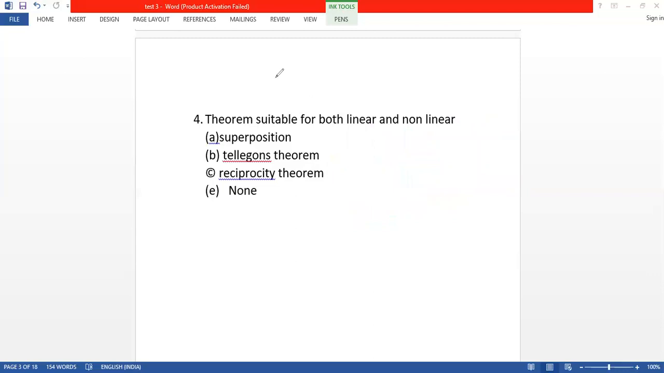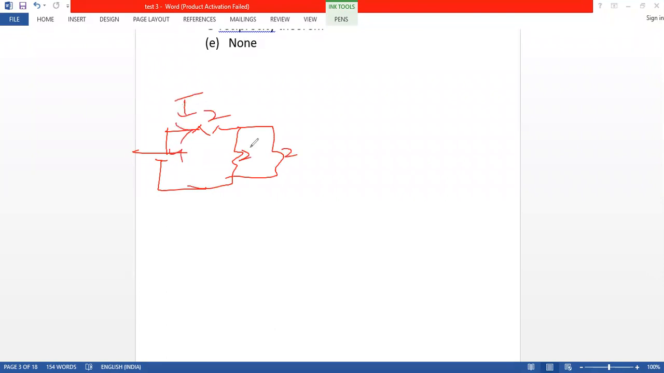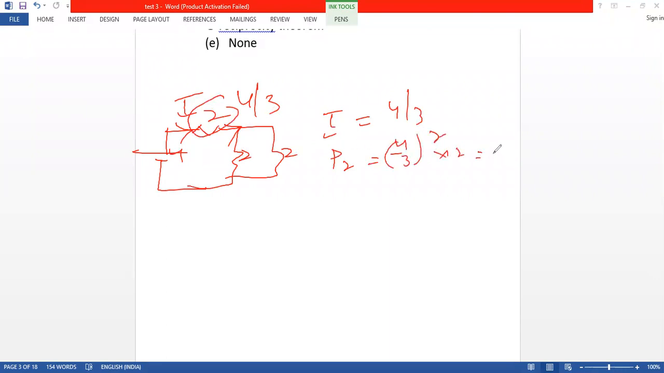Let me take an example. I told you about Tellegen's theorem. Suppose this is 2 ohms, 2 ohms, 2 ohms, and 4 volts. What is this current? See, 2 parallel 2 gives 1, plus 2, that is 3. I is V by R, 4 by 3 amperes. So I equal to 4 by 3. Power loss in this 2 ohm is 4 by 3 whole square into 2, 16 by 9 into 2, which is 32 by 9.